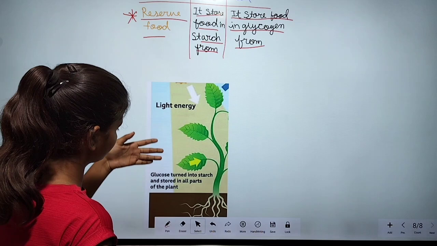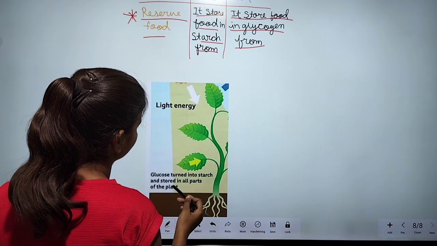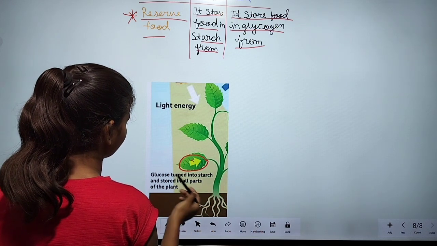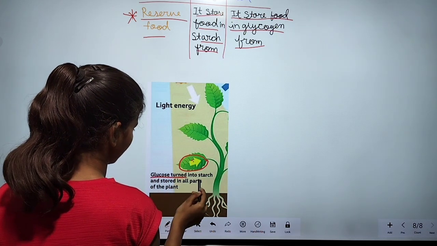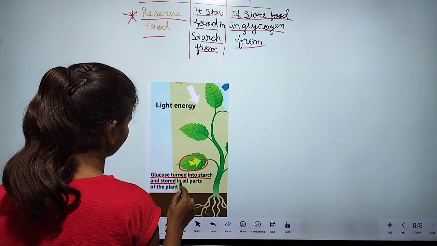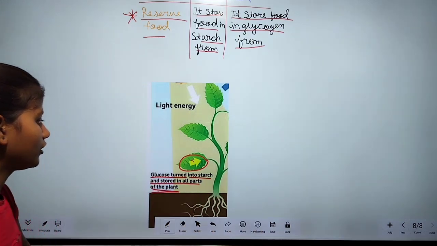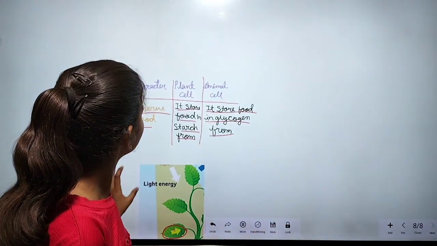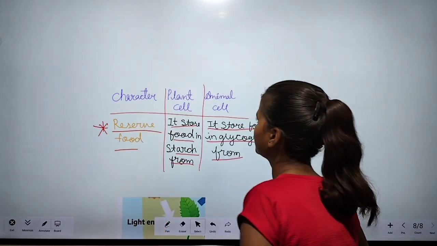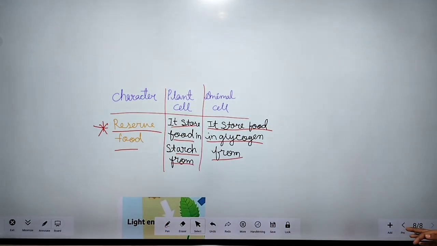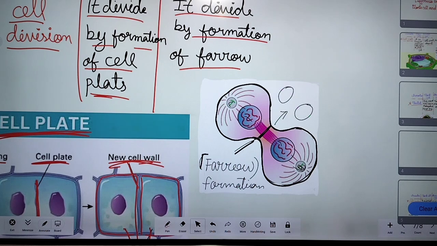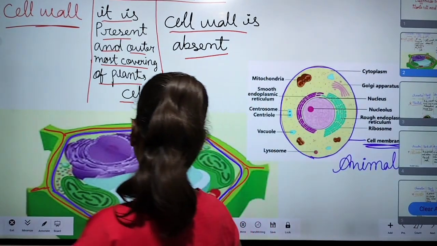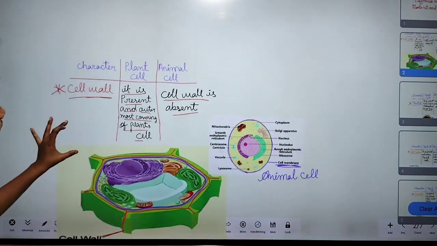Here is a figure of starch stored in a leaf. Glucose is turned into starch and stored in all parts of the plant. So plants reserve food in starch form and animals reserve food in what? In glycogen form.